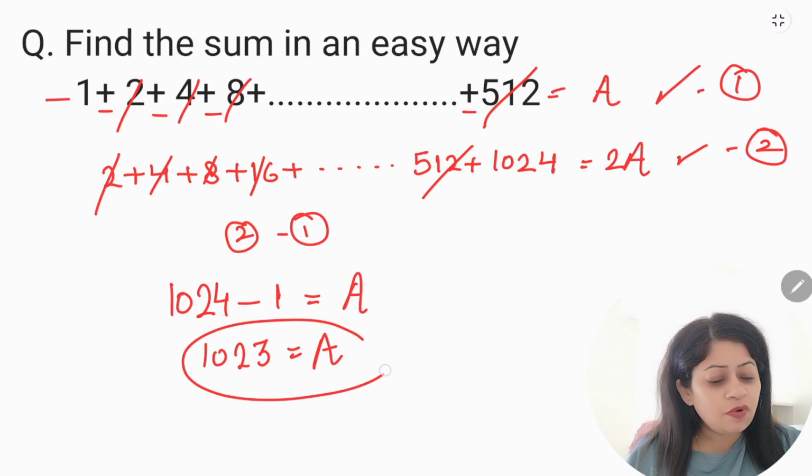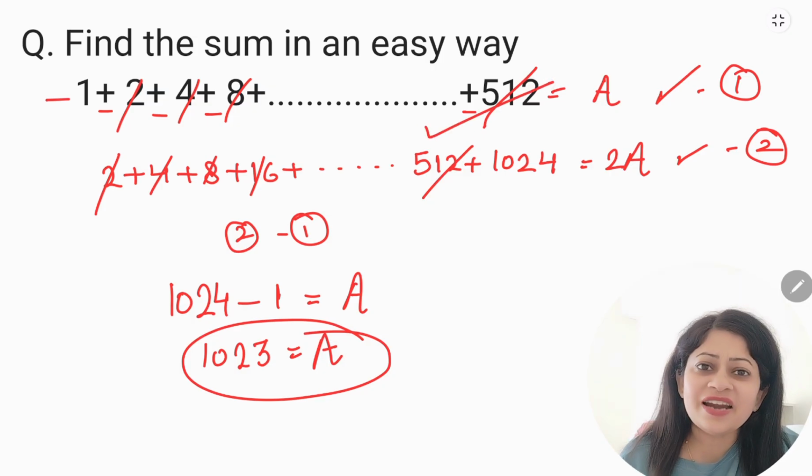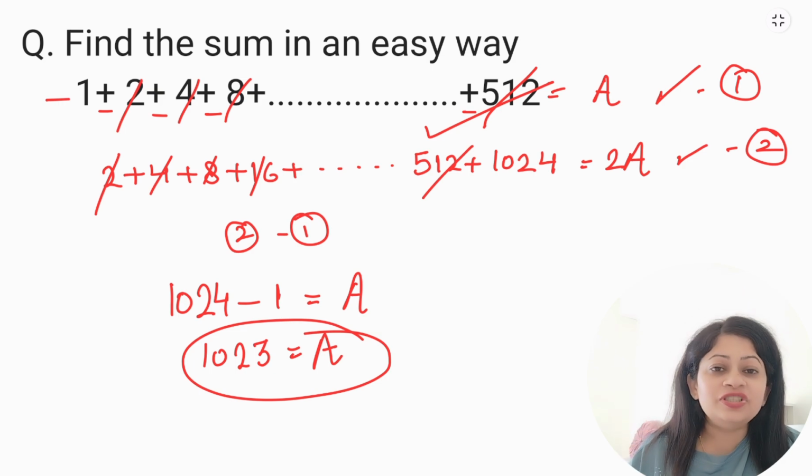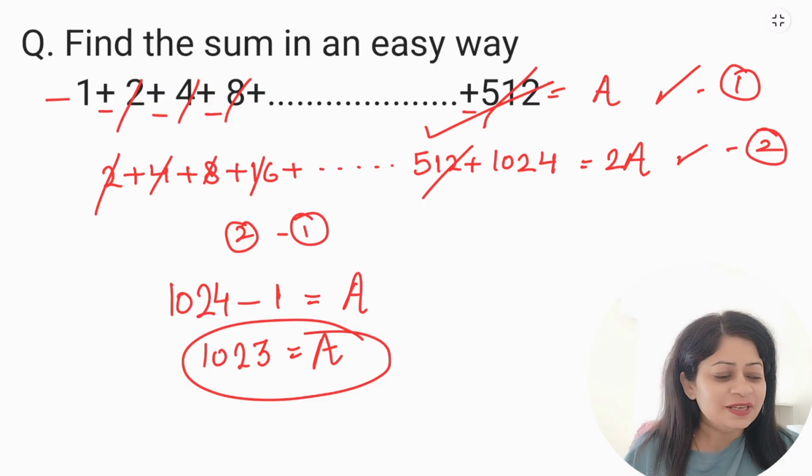So the sum of all these numbers is what? It is 1023. And that was not hard at all, right? We need to check the pattern, observe the pattern, and then try to solve the question, right? So I hope you understood this.